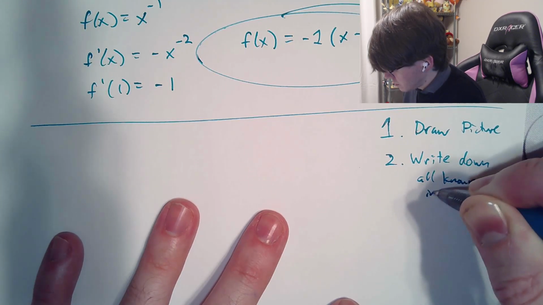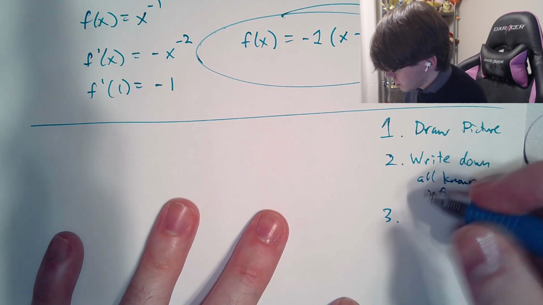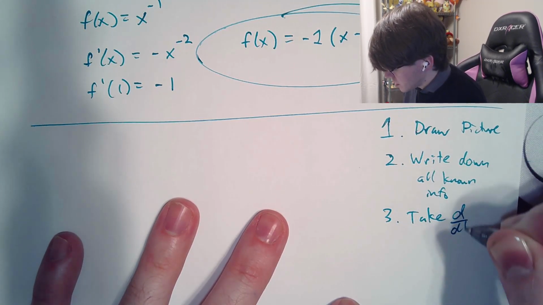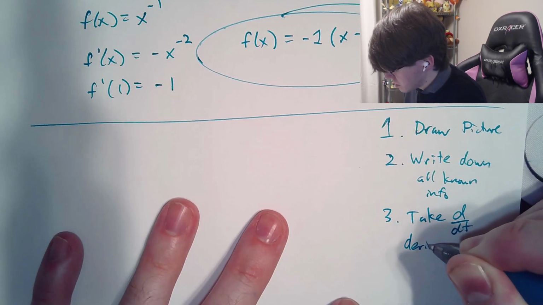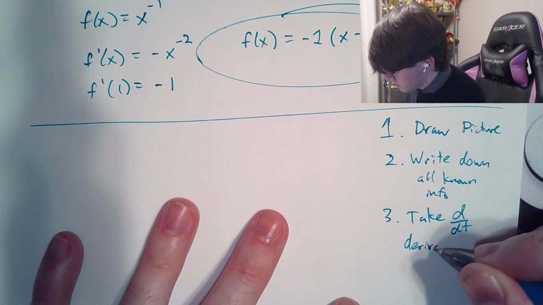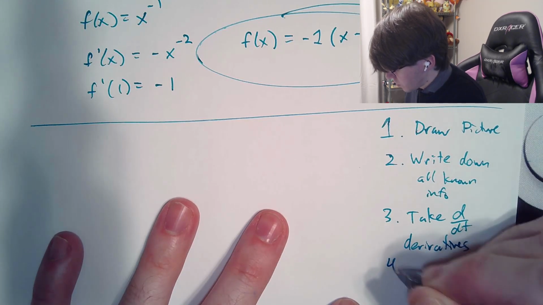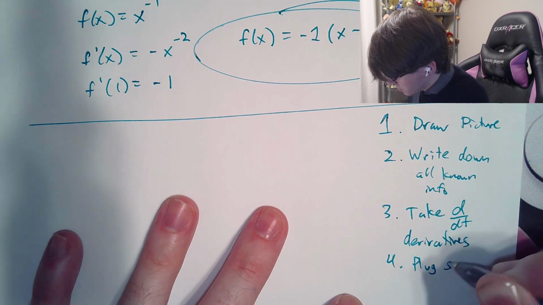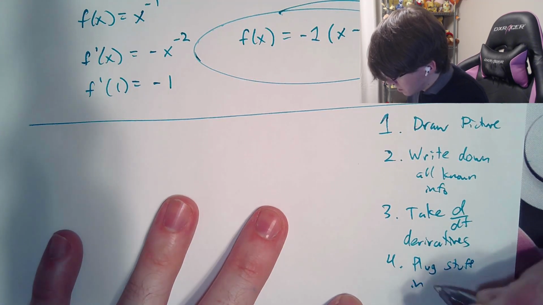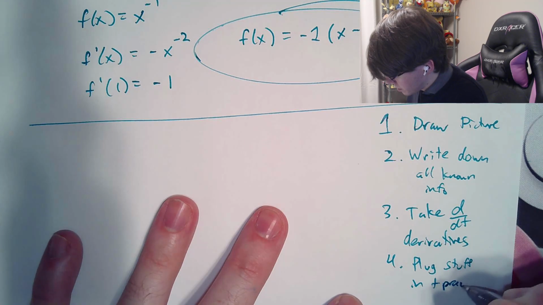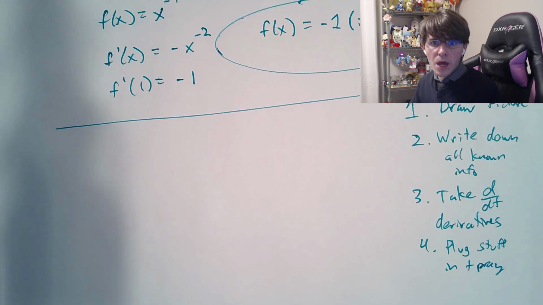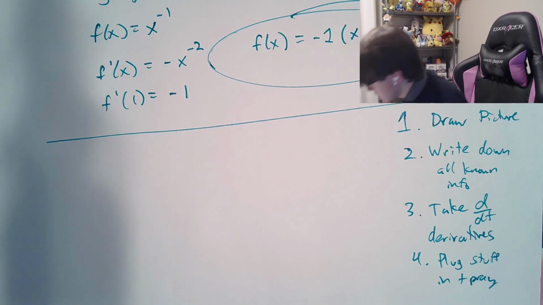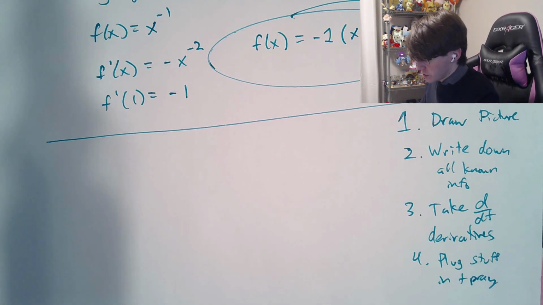All known info. 3, take d over dt derivatives. 4, plug stuff in and pray it works. Plug stuff in and pray. Or, if you're not into praying, then, whatever it is that you do. All right, draw pictures, write down all known info, take these derivatives, plug it in, and hope Cthulhu is on your side.